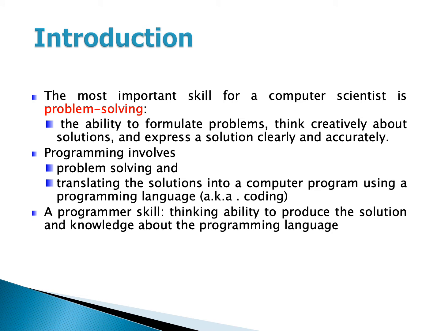The most important skill for a computer scientist is in problem solving. So problem solving is the ability to formulate problems, think creatively about solutions, and express a solution clearly and accurately. Programming involves two steps. The first one is problem solving, and the second one is translating the solution into code. So a programmer needs to have the ability to produce the solution, and they should have the knowledge about the specific programming language that will be used.